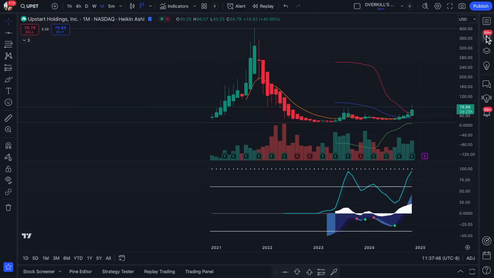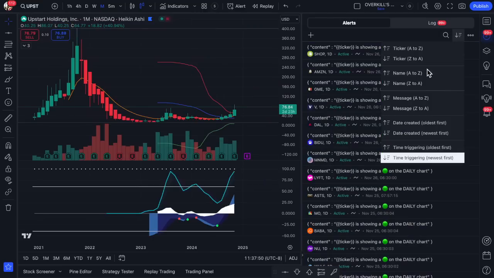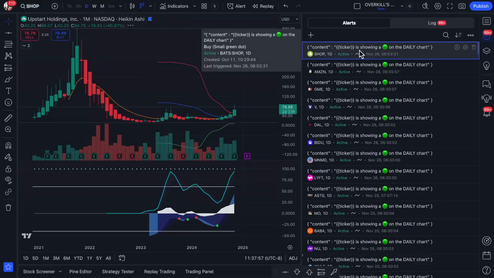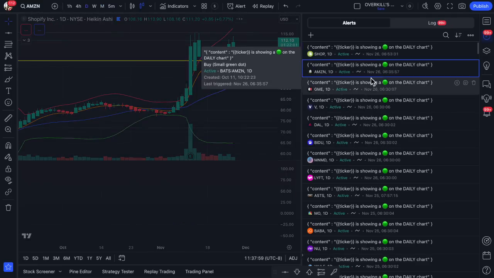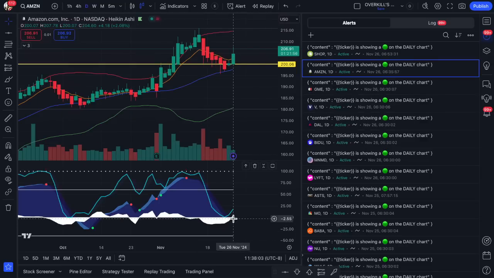And then there's this little tab right here, this little clock. What I do is I hit this button right here, and I go down to time triggered, newest, which will show me the ones that have triggered most recently. So you can see Shopify went off today. You can see Amazon went off today. Boom, green dot showing right there on Amazon.